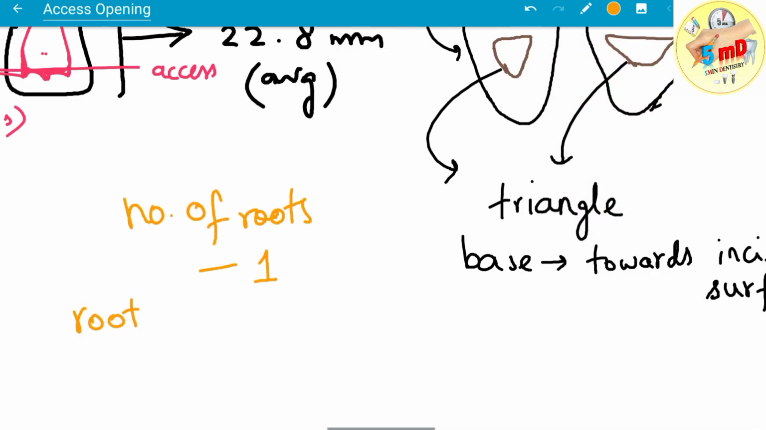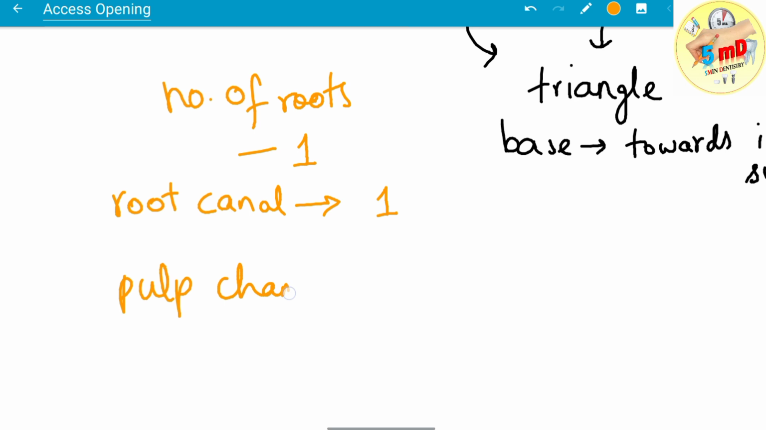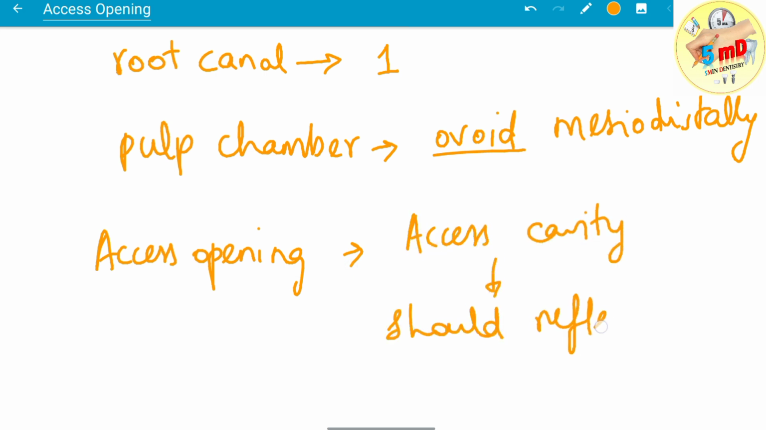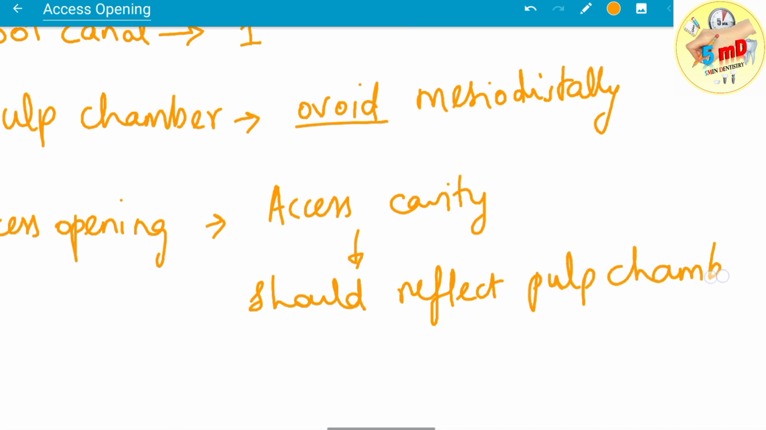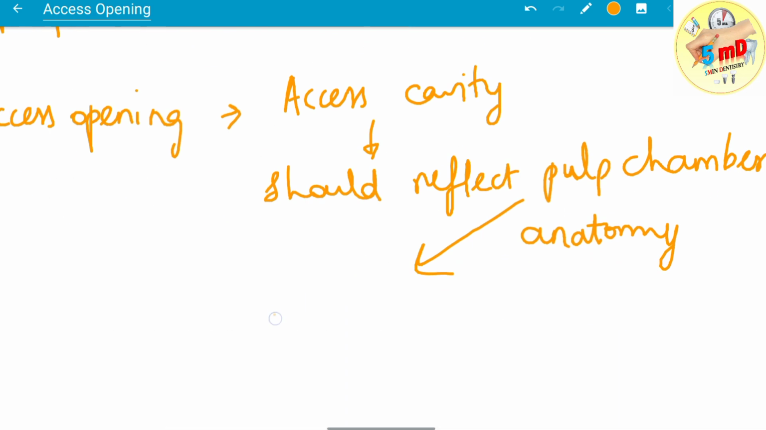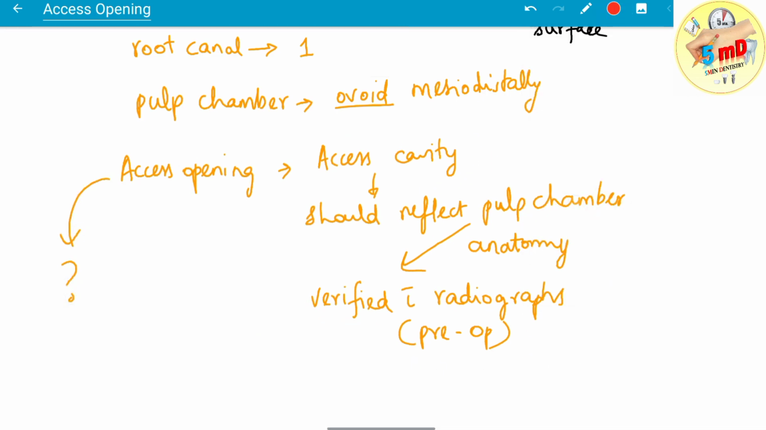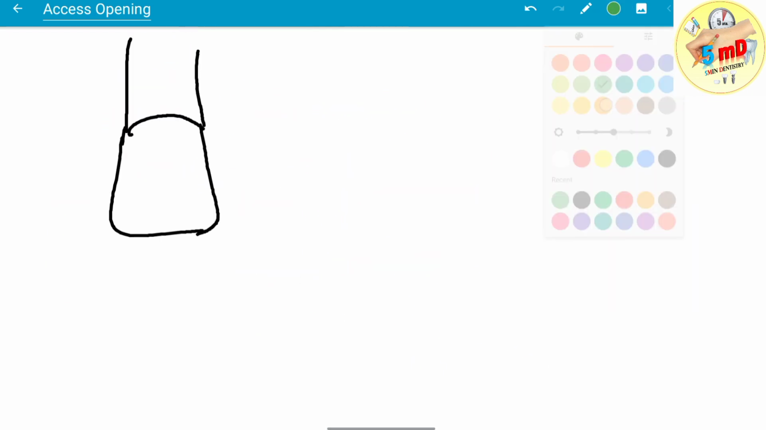The number of roots in maxillary central incisor is 1. As you know, the root canal is also 1. You should also take a pre-operative radiograph and examine the pulp chamber and pulp canal anatomy of each tooth before proceeding. The pulp chamber is ovoid mesiodistally as we saw before, and the access cavity should reflect the pulp chamber anatomy. As I told, it should be verified with a pre-operative radiograph.